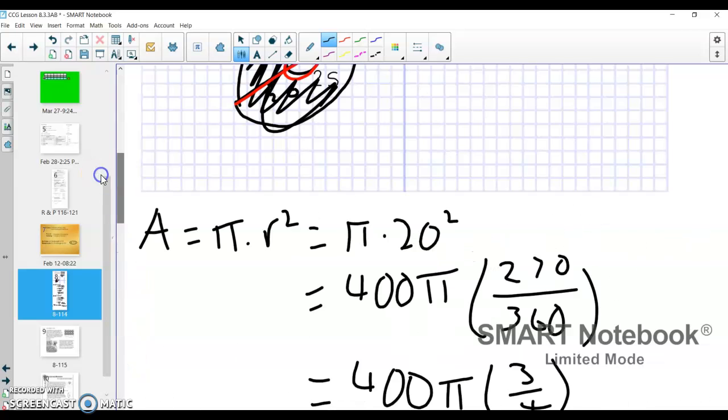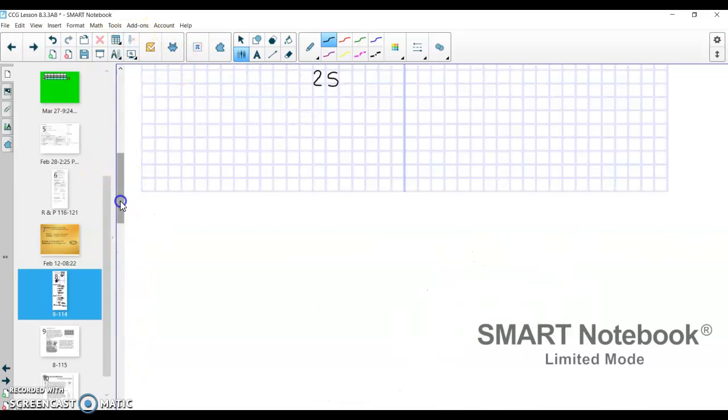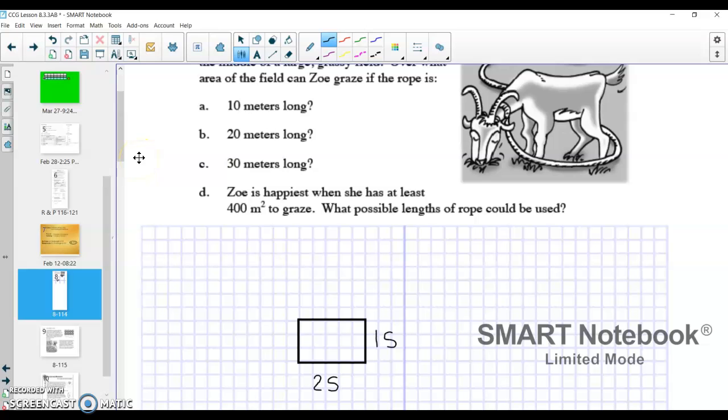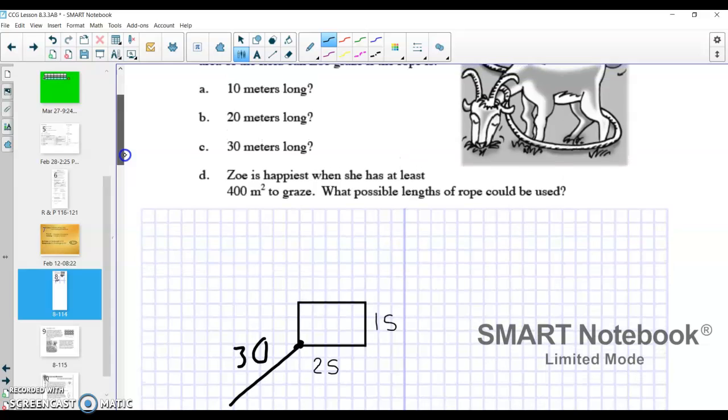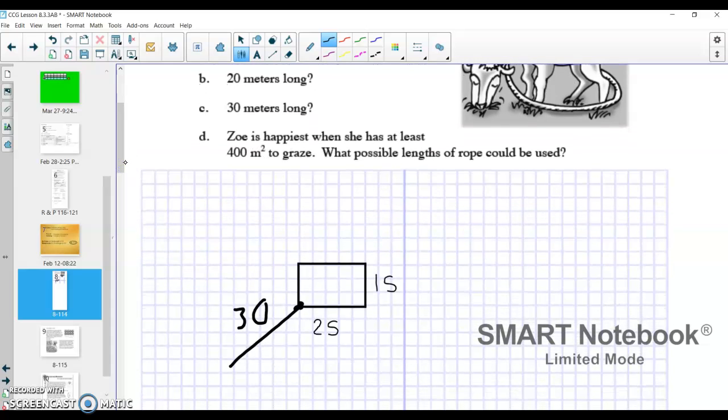I'm going to clear my ink again. This time, in part C, I have a rope that is 30 meters long. I'm going to start again at the corner. And just like what happened in part B, because that's 30 meters long, we're going to have some overreaching portions here. If the goat starts walking this way, it has this little portion here that's overswung. It goes over by 5 meters. Because the whole thing is 30, it would take all 25. It would take an extra 5 to go.